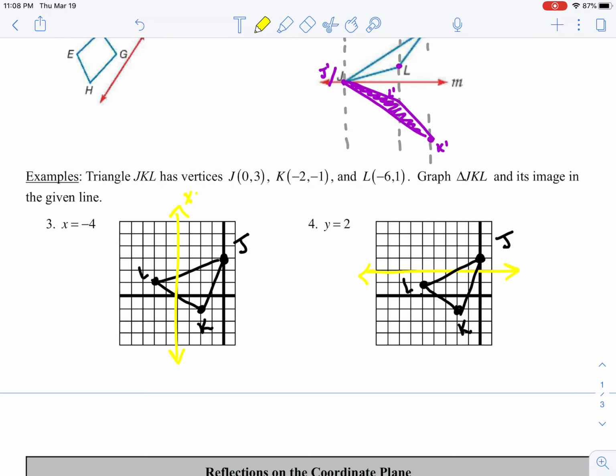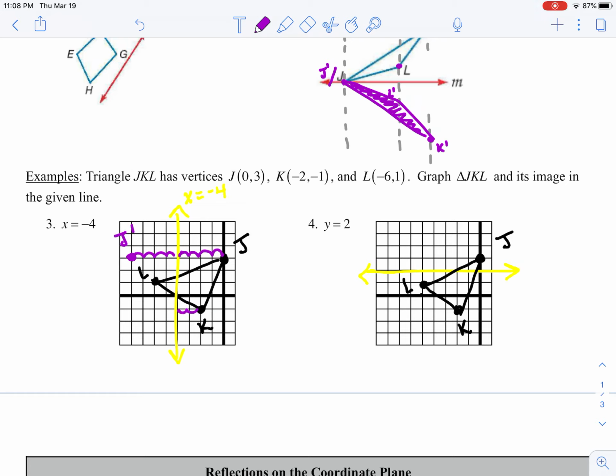We're actually going to use the same concept as what we did in question number 2 to perform this reflection on the coordinate plane. I can measure from each individual point to the line x equals -4 at a perpendicular, and then reuse that distance on the other side of the line of reflection. So if I start with point J, I can measure 1, 2, 3, 4 spaces from J to the line of reflection. So I count 4 spaces on the other side of the line of reflection to determine the location of J prime.